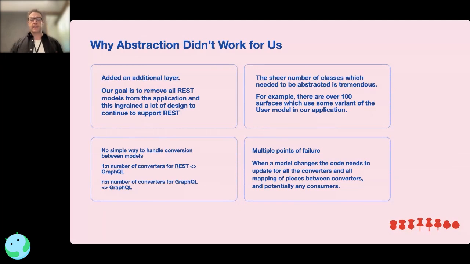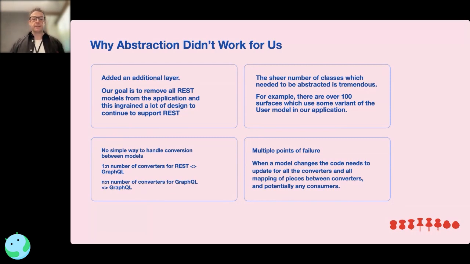And the sheer number of classes which needed to be abstracted was just tremendous. For example, in our app, there are over 100 surfaces which have some variant of the user model. And now we have this crazy amount of abstractions between each of the layers. There's no simple way to handle conversion between models. We end up with one to n converters for REST to GraphQL, and n to n converters between GraphQL and GraphQL generated objects.